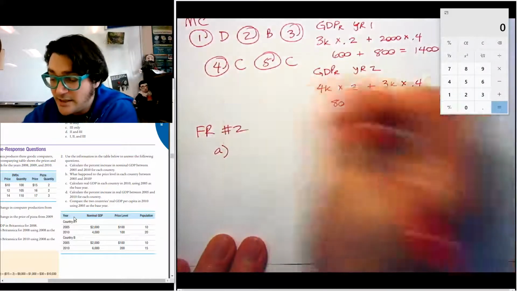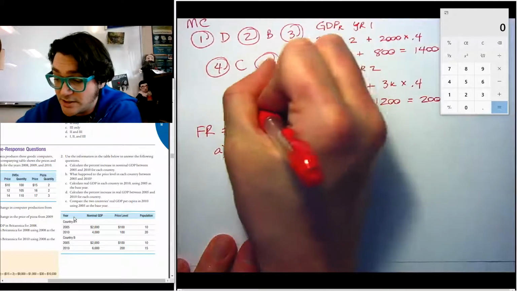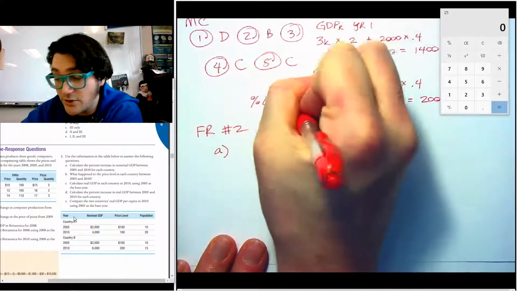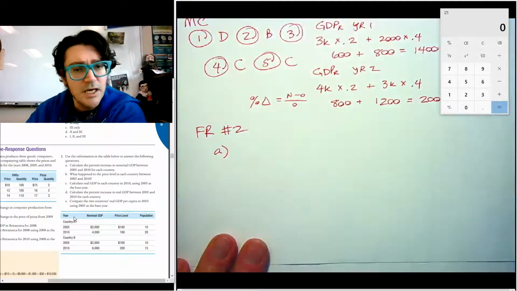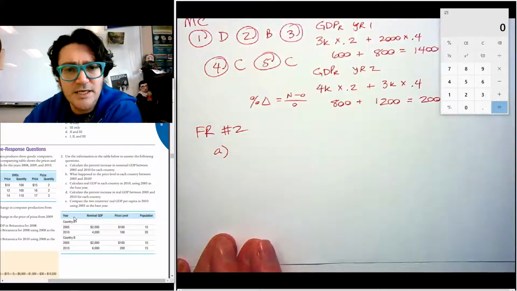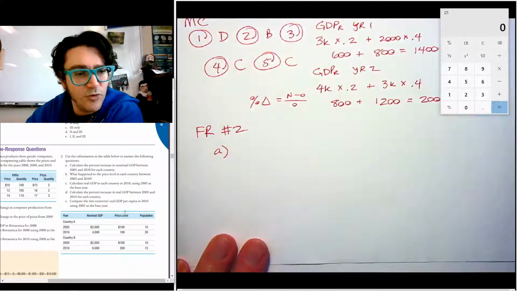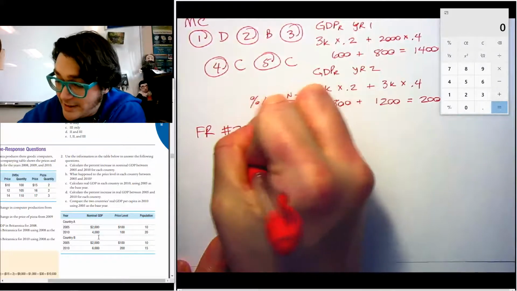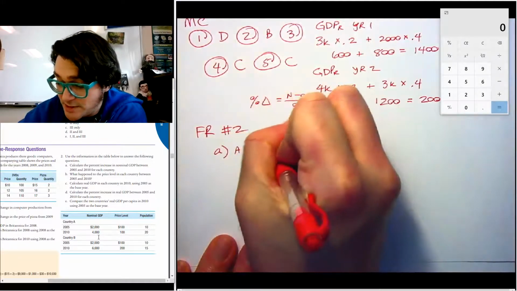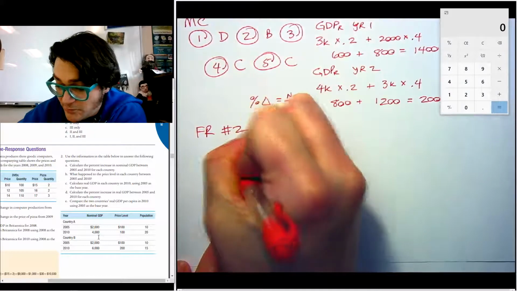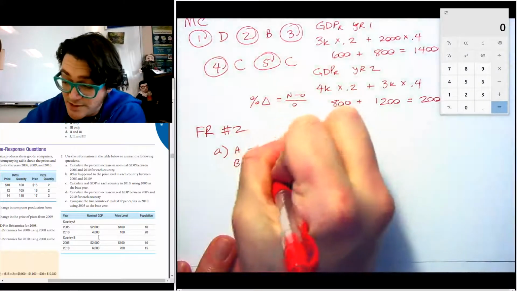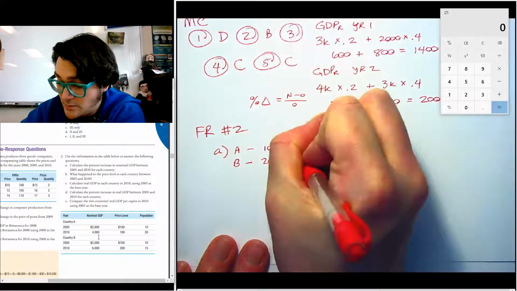So part A, if we just remember, percent change is the new minus the old over the old, times 100. So that's kind of telling us our percent changes. So if we're looking at prices, the percent increase in nominal GDP for A went from 2 to 4, so that's a 100% increase. For B, nominal GDP went from 2 to 6, so that's a 200% increase.